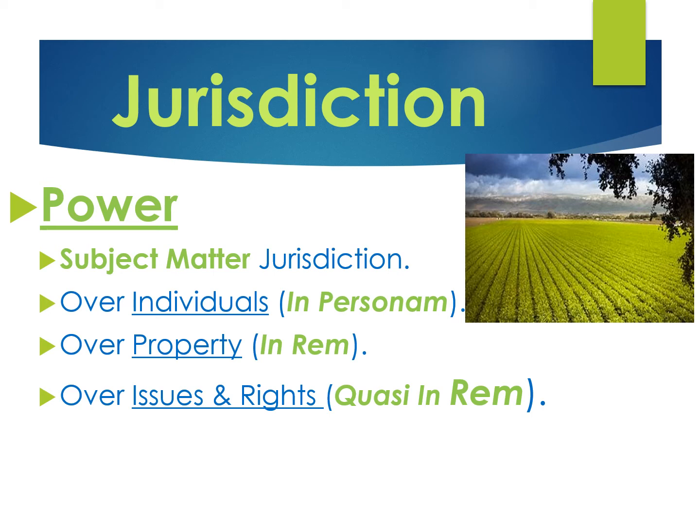Another type of jurisdiction is in personam jurisdiction. That's a fancy way of saying power over the individuals in the case. That would be the court's power and control over the parties, and it's another way of saying personal jurisdiction. Another type of jurisdiction is over property, and that property can be real property or personal property.